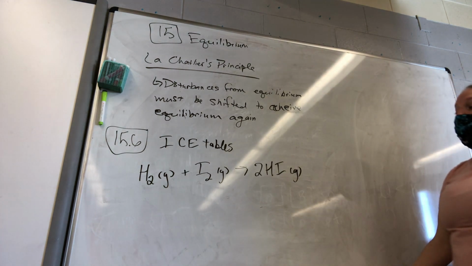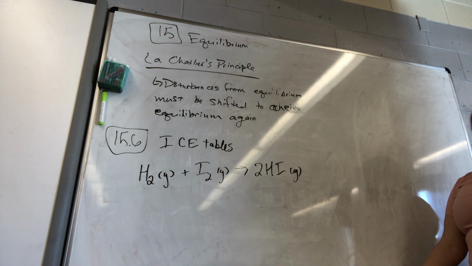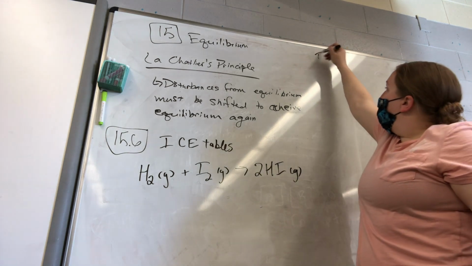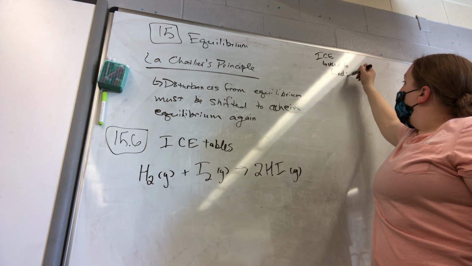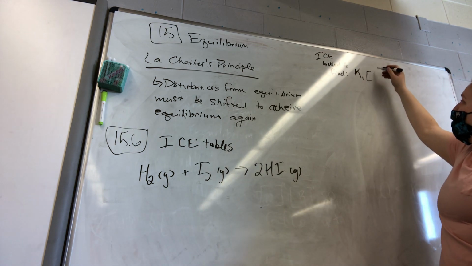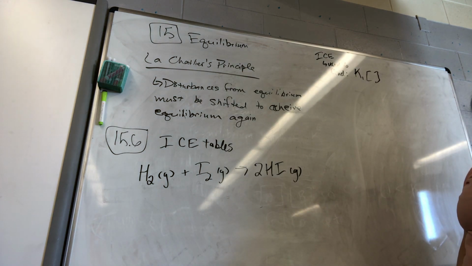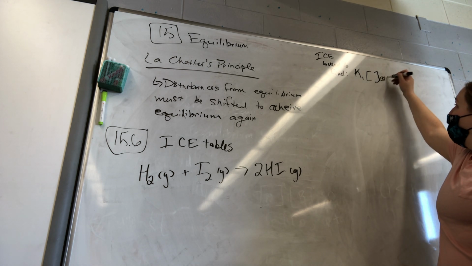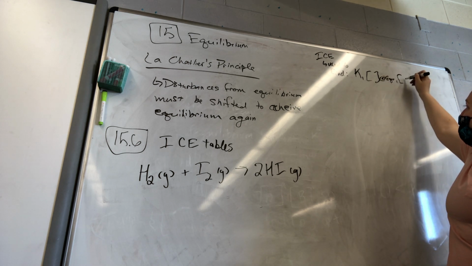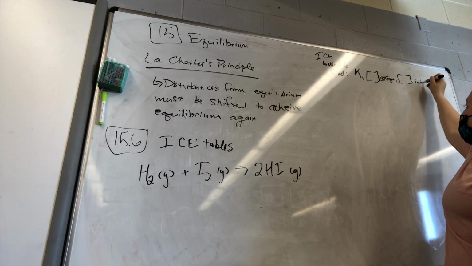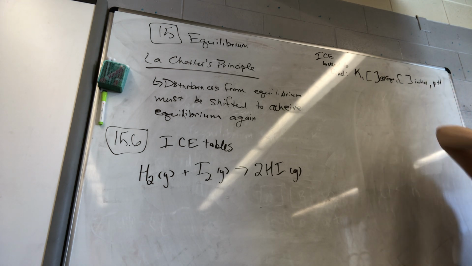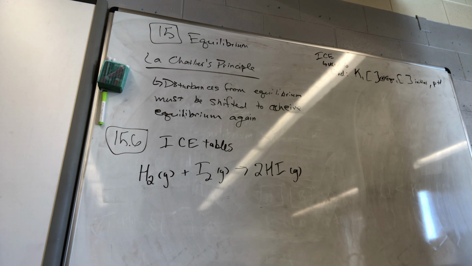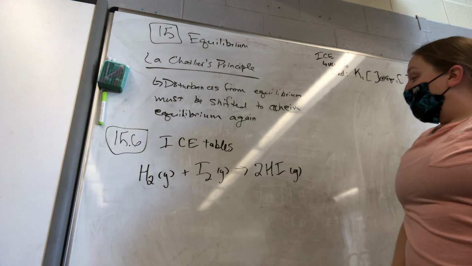We used ice tables to calculate a bunch of different information. One of the things we could use them to find was K, right? I'm going to just put empty brackets, so concentrations we could find. At equilibrium, we could find concentrations. Initial. At some point, we use these to find pH, pOH, things of that nature, titrations, all that. All right, so we're going to start here.